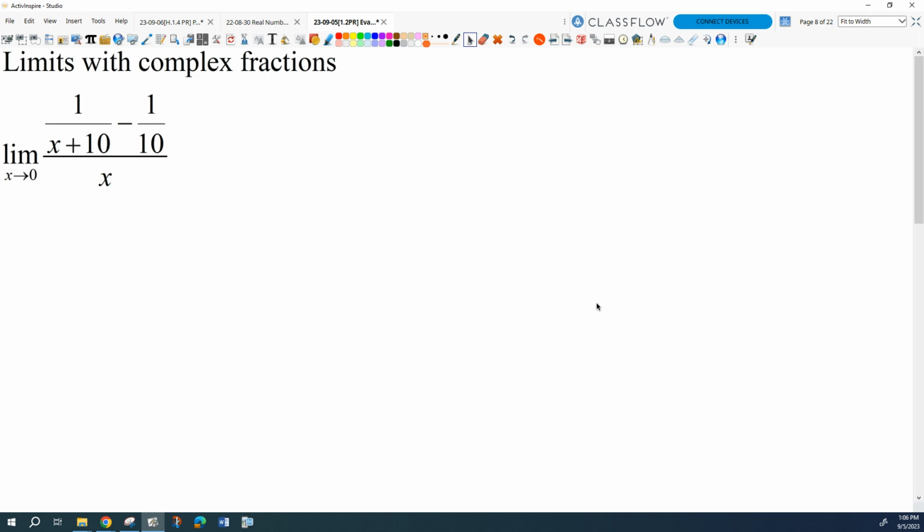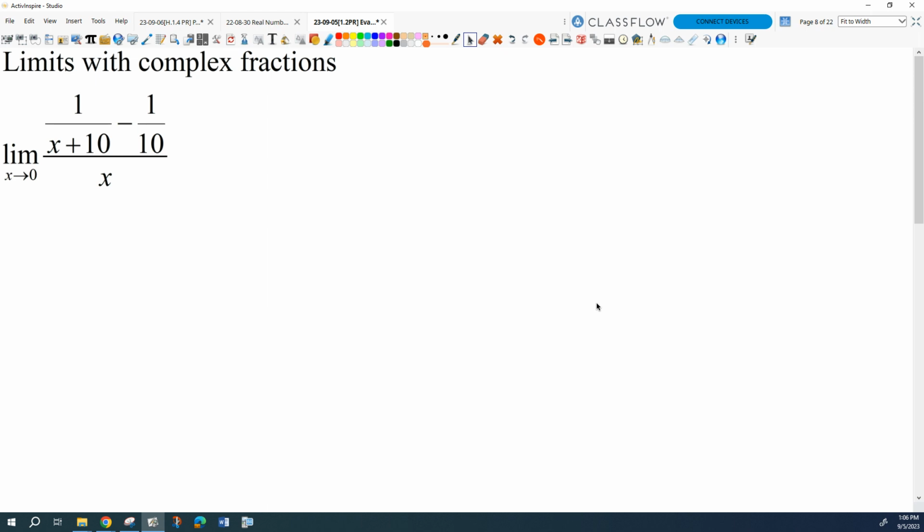Okay, what happens if we have complex fractions? Well, we're always going to try to evaluate directly. No, we don't cry. No. If we evaluate directly, what am I going to get on the top if x goes to 0? 0. 1/10 minus 1/10. Bottom, I get 0. So this is again an example of more work. Okay, it's 0 over 0.